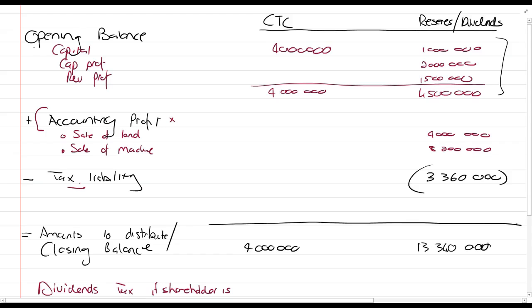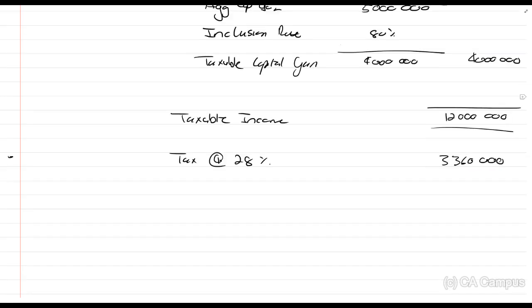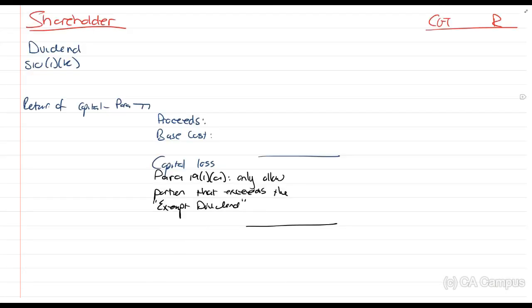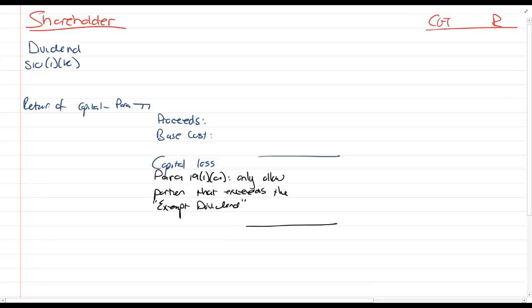So this gives us 13,340 and 4 million. All right? So our concept, if the shareholder is a natural person, they'll pay dividends tax of 20%, so 2,668. If it's a company, they won't pay anything. All right, now let's go and do our shareholder. So what happens to the shareholder? So the shareholder receives a dividend of 13.34 million. That full amount is exempt.